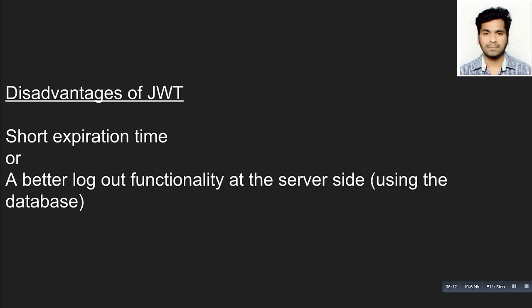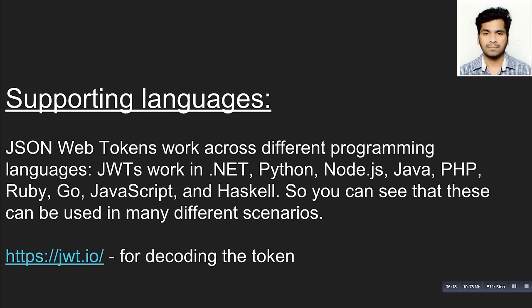What are the different types of languages supported in JWT? JSON Web Token works across different programming languages like Java, PHP, Ruby, JavaScript, Haskell, .NET, Python.